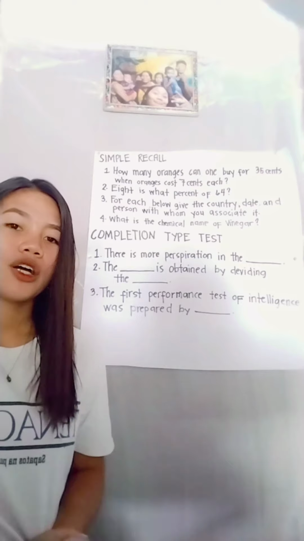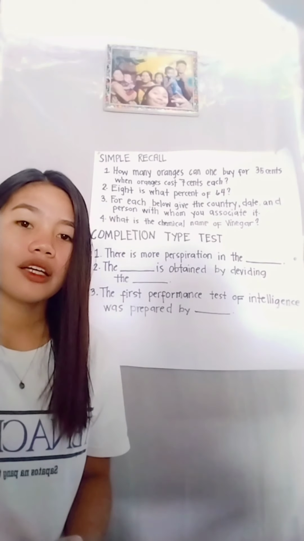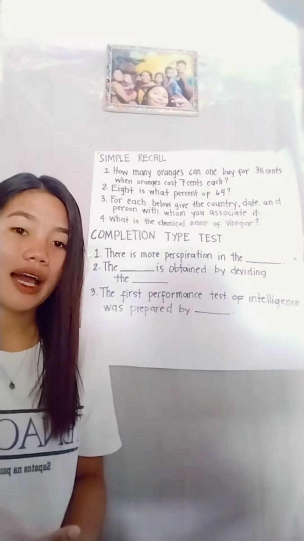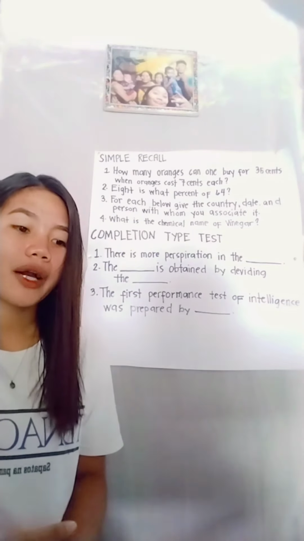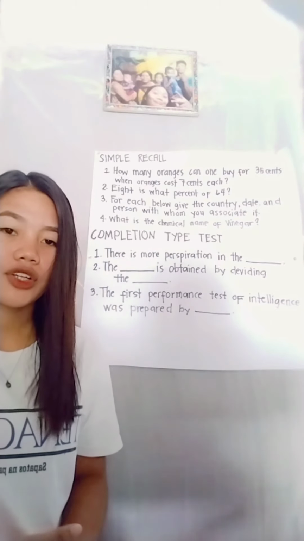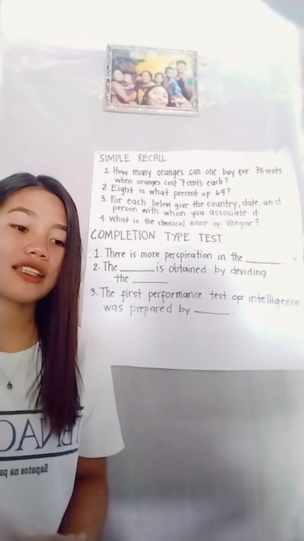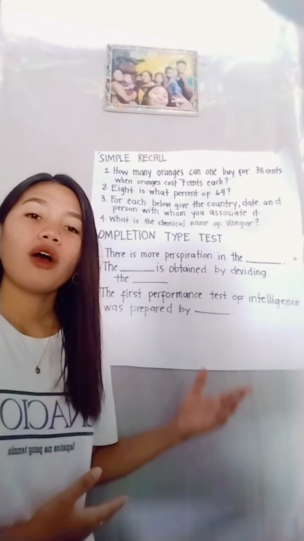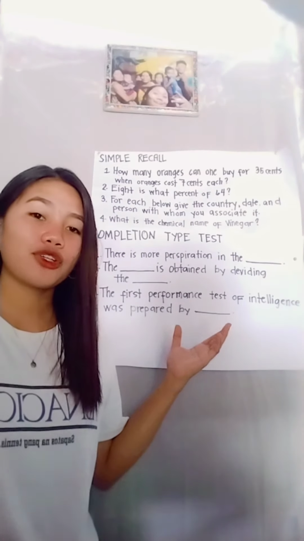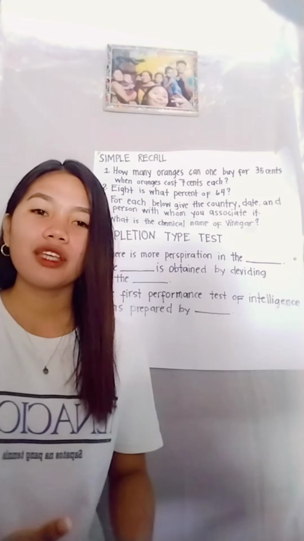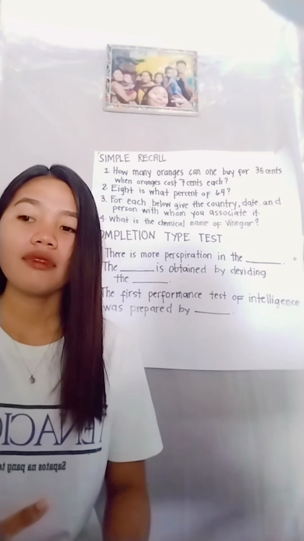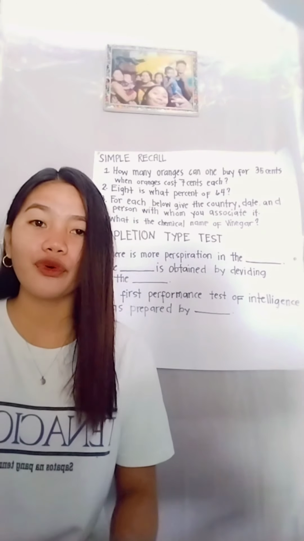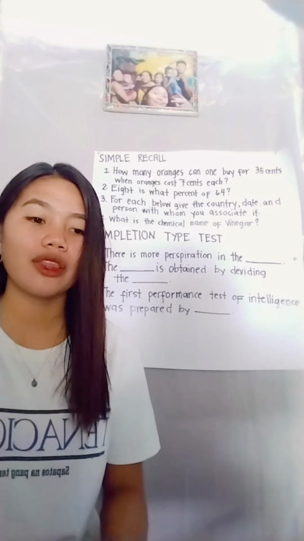So we have 3. First is, there is more perspiration in the blank. Second, the blank is obtained by dividing the blank. Third, the first performance test of intelligence was prepared by blank. So those are the examples of completion type test. So we proceed to its advantages and limitations, also the rules and suggestions for constructing this completion type test.